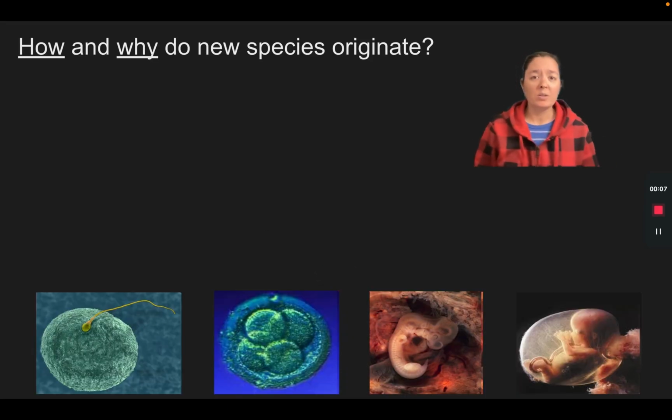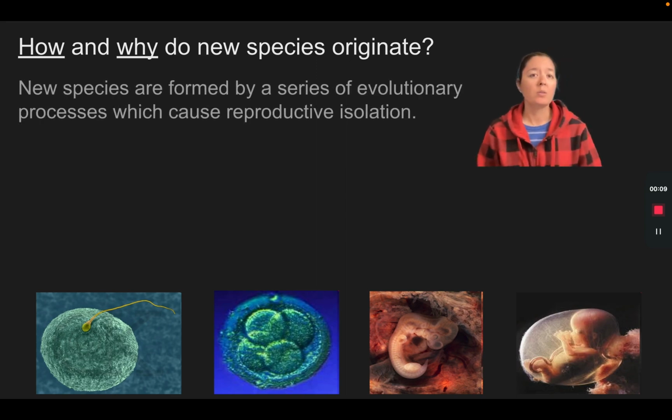So, how and why do new species originate? New species are formed by a series of evolutionary processes which cause something called reproductive isolation. So, certain species are isolated from other species in the sense of reproduction, making more babies.